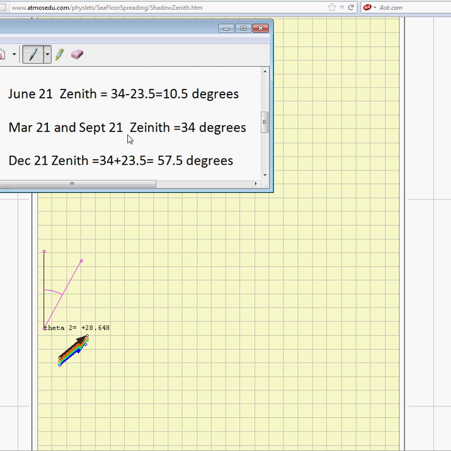For March and September, the solar zenith is just the latitude. And then for December, the solar zenith angle is the latitude plus 23.5 degrees. Remember, the solar zenith angle is the angle between the straight up position and the direction of the sun. Okay, so we're going to use 10.5, 34, and 57.5 degrees here.